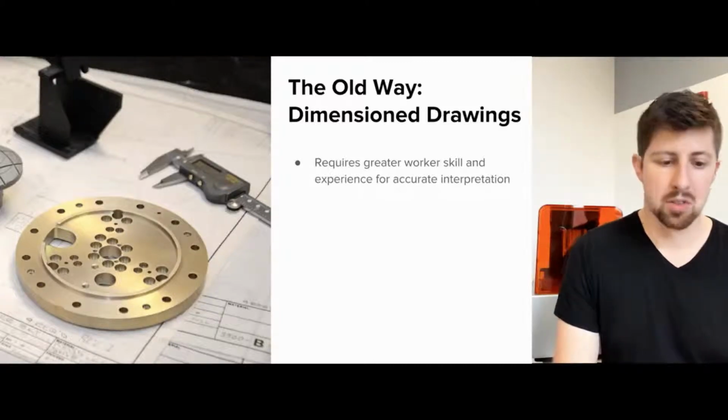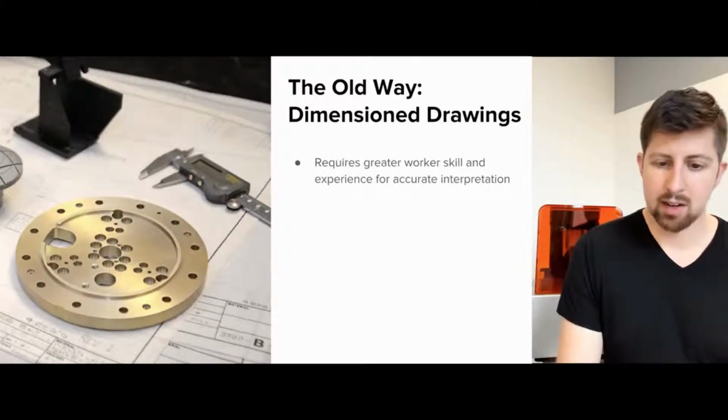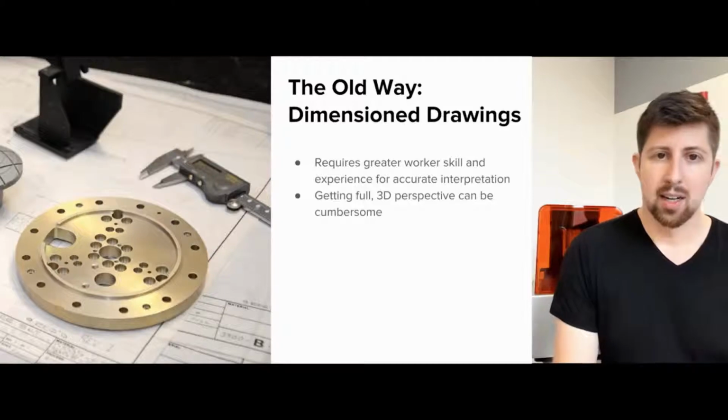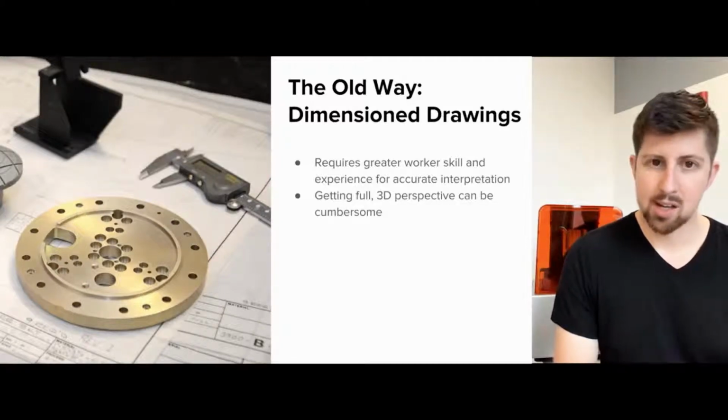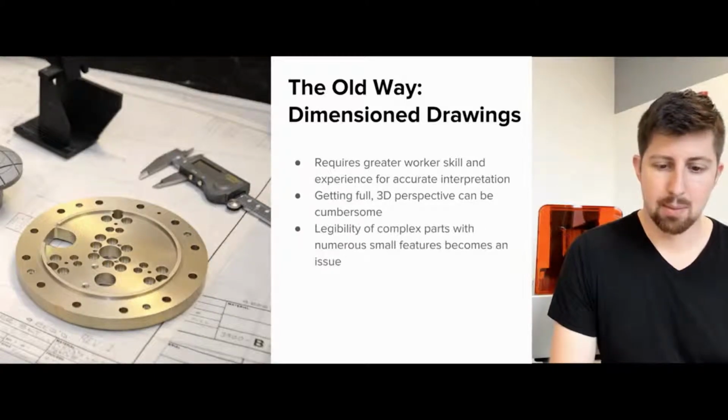The old way is to use dimension drawings, which requires a fair amount of worker skill and experience for accurate interpretation. And that's really even more so when you have complex parts. So if you have a complex part with a lot of callouts and a lot of fine features, getting that full perspective can be a bit cumbersome to page through.